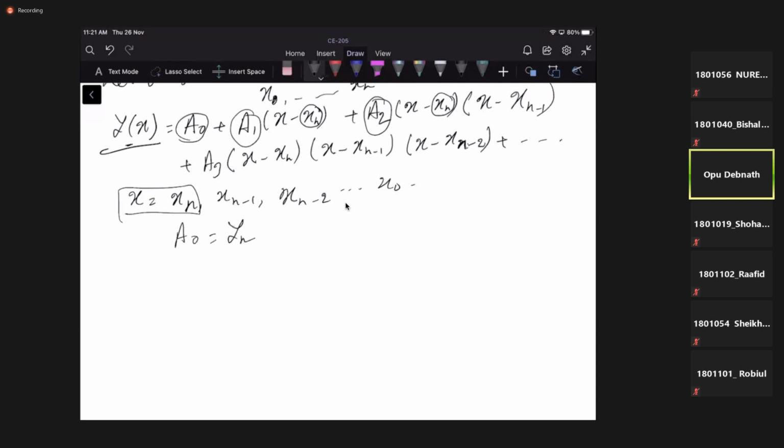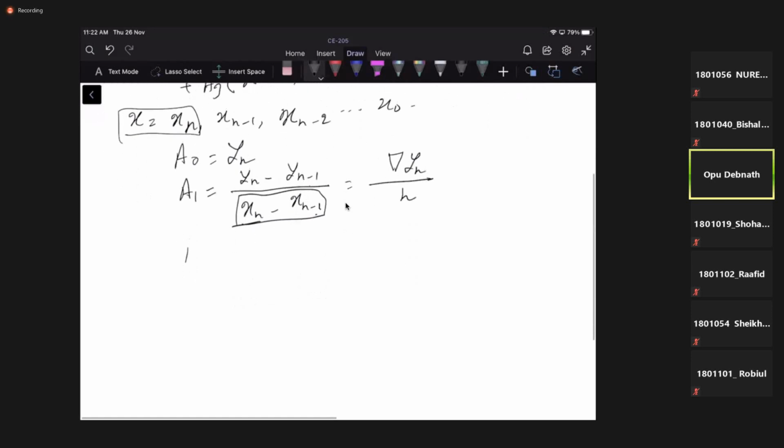Okay, and in the same manner you will find the value of a1. The value of a1 yields to yn minus yn minus 1 divided by xn minus xn minus 1. So we know xn and xn minus 1 are two immediate values of x, and the difference is as usual h. And yn minus yn minus 1 gives you the value of nabla yn, that means the first backward difference. Okay, this is the first backward difference.